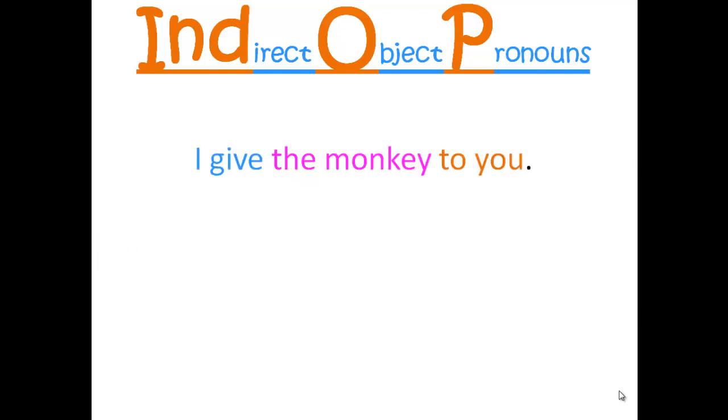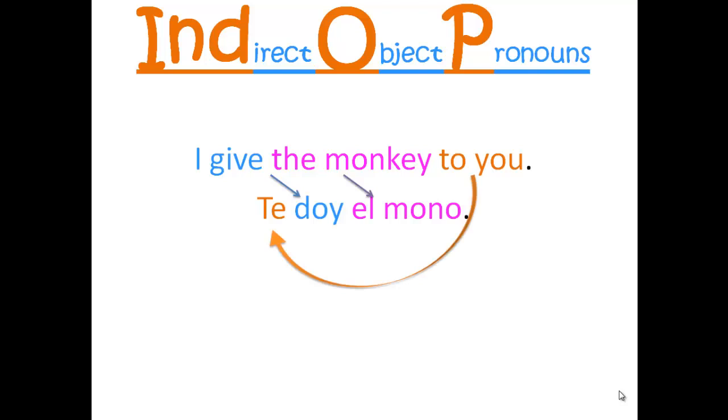So I've color-coded I give the monkey to you, so you can see what each section's doing. And if you guessed correctly, it looked like that. Te doy el mono. So I give is doy, so that's the conjugated verb. Remember your positioning of indirect object pronouns. The indirect object pronoun, to you, in Spanish, goes before the conjugated verb. So te doy el mono, the monkey is el mono. Okay, so if you got that and you're feeling pretty confident, carry on with the next 5. If not, you may want to go back and look at the positioning of indirect object pronouns.